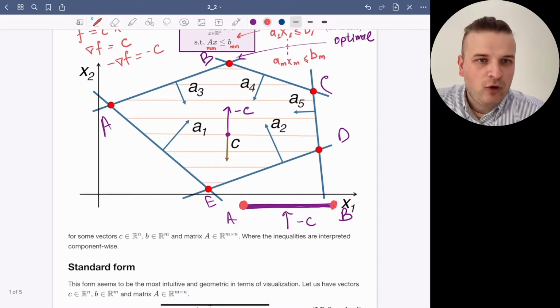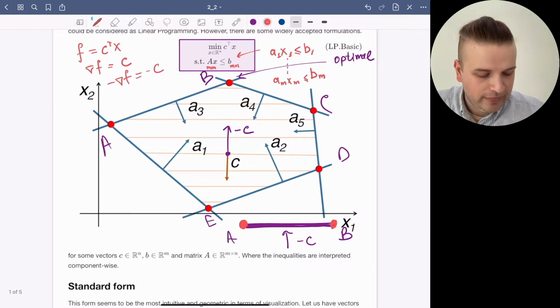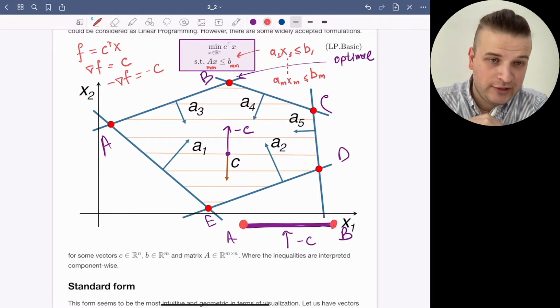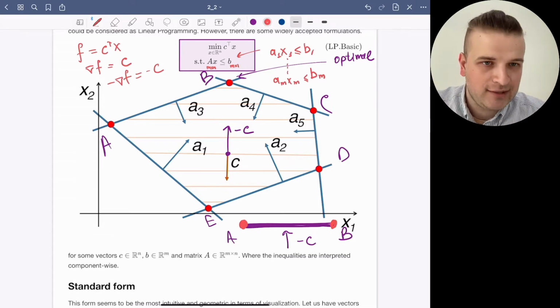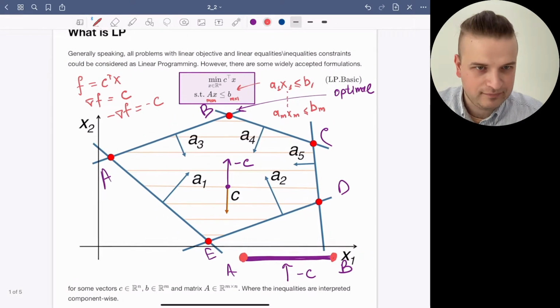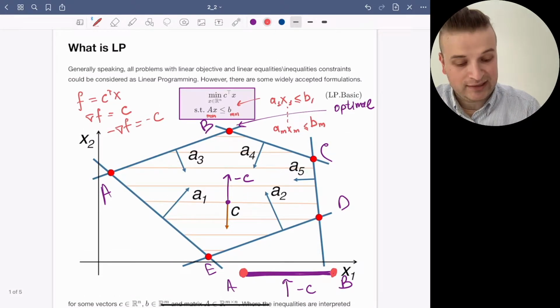And this idea of searching for an optimal solution through the set of vertices is the core idea of the simplex algorithm. We'll go into a little more detail slightly later, after some words and examples.